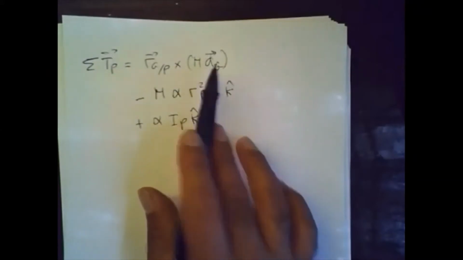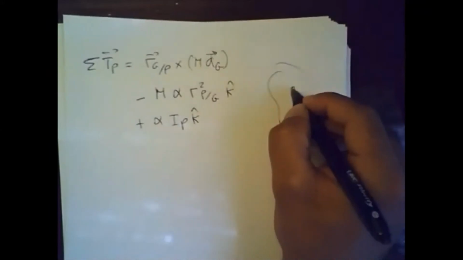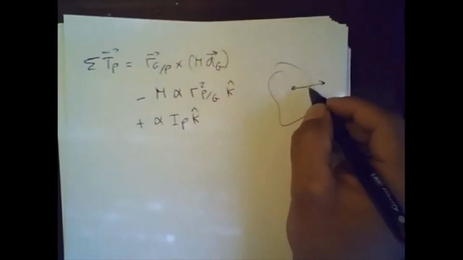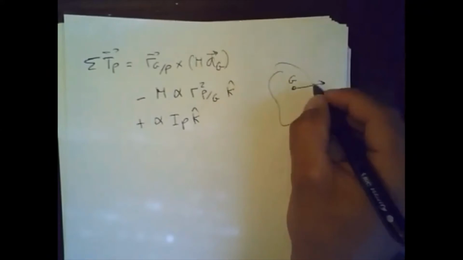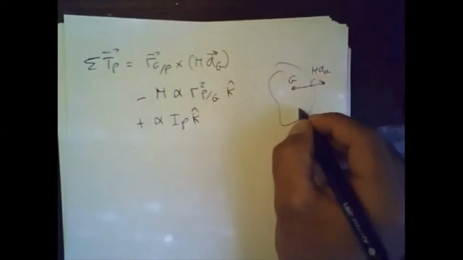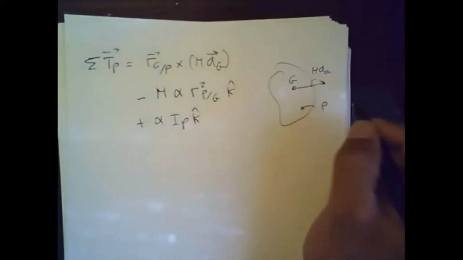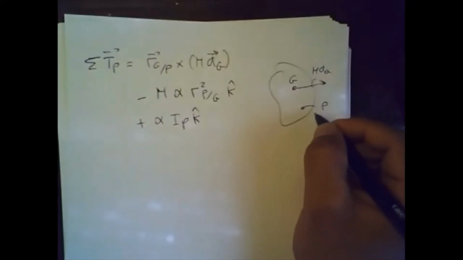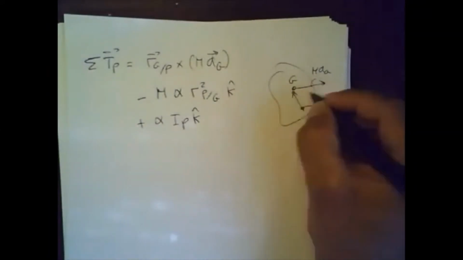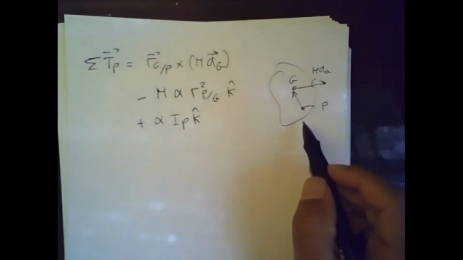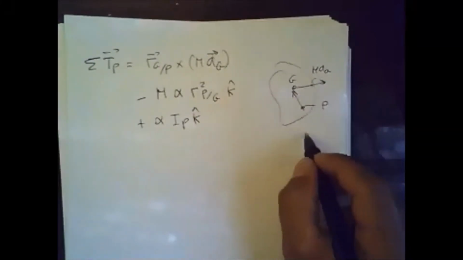This guy will be in the k direction ultimately because you have the radius and then you have the acceleration of the center of gravity. If it is a rigid body, assuming only planar movement, then let's say this guy is G, right? Then this guy is MAG. And let's say point P is where you are trying to sum the torques about. So RG with respect to P is this guy. So this guy cross this guy has to be in the K direction. And these two are both in the I and J direction.